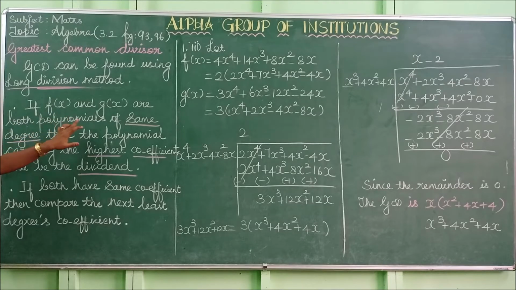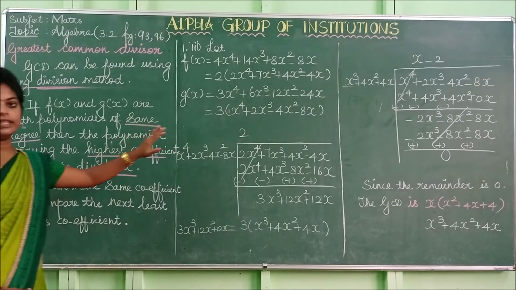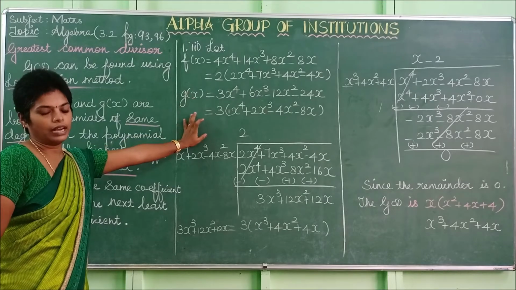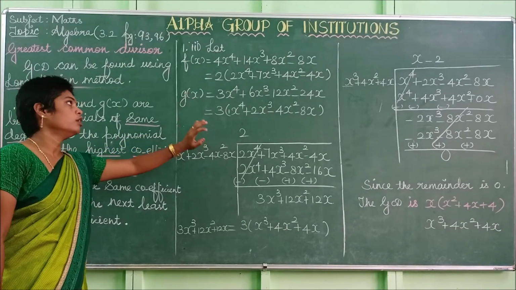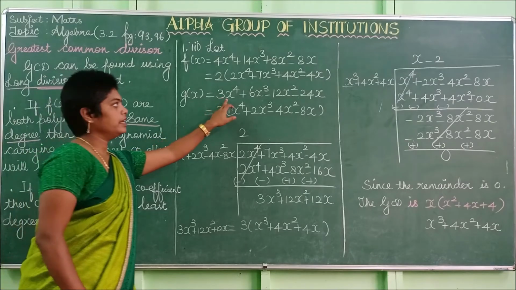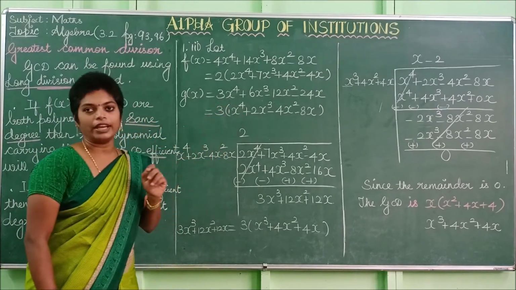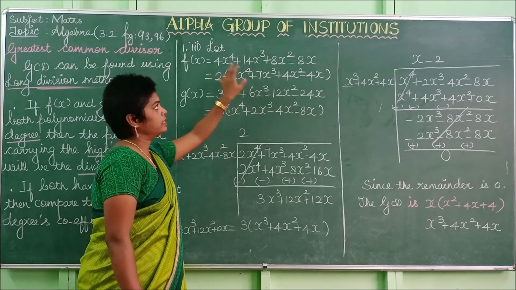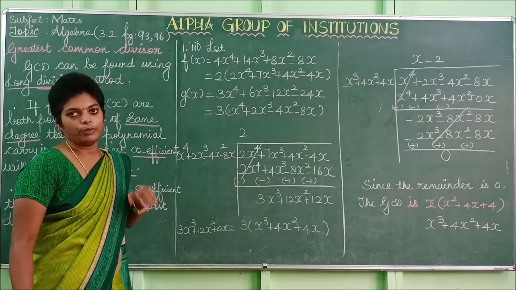If f of x and g of x are both polynomials of the same degree, then the polynomial carrying the highest coefficient will be the dividend. For example, you can listen. This is one polynomial which can be taken as f of x and another polynomial taken as g of x. Same degree means you have to look here. How do you find the degree of the given polynomial? Look at each and every x term. The x term contains some power. The power is called the degree.